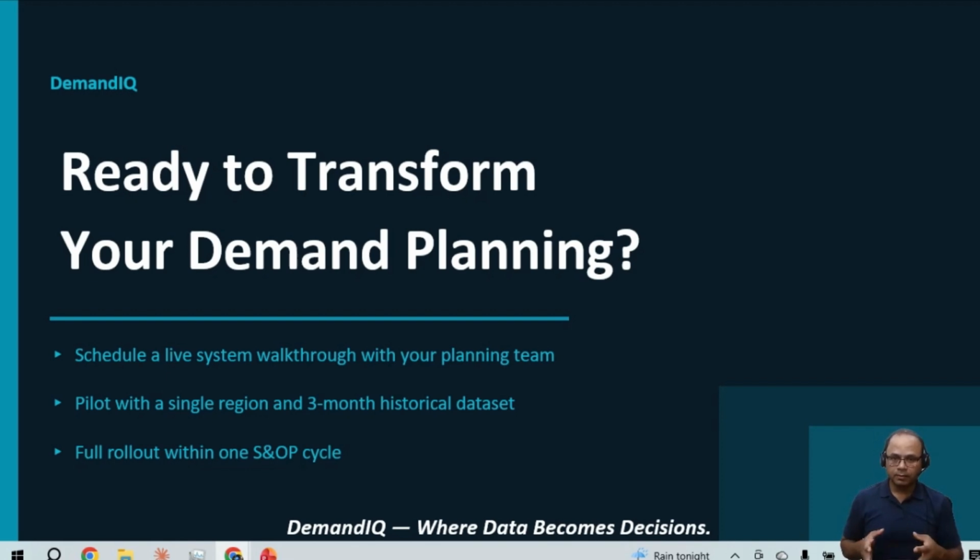Second, we pilot with a single region. Pick your most complex region or the one where forecast accuracy is most painful and run a 3-month parallel. Your team keeps running their existing process alongside Demand IQ so they can compare outputs directly. Third, and this is one of the things customers consistently highlight, full rollout is achievable within a single S&OP cycle because there's no local installation, no data migration project, and no retraining of planners on an unfamiliar interface. The go live timeline is weeks, not months.